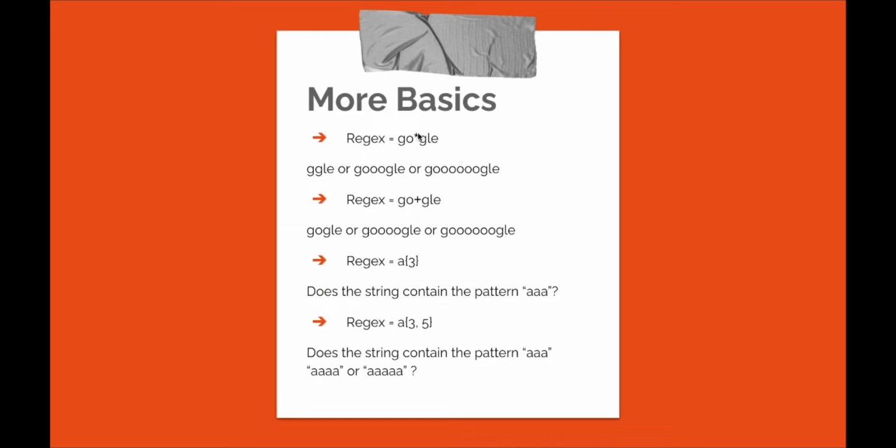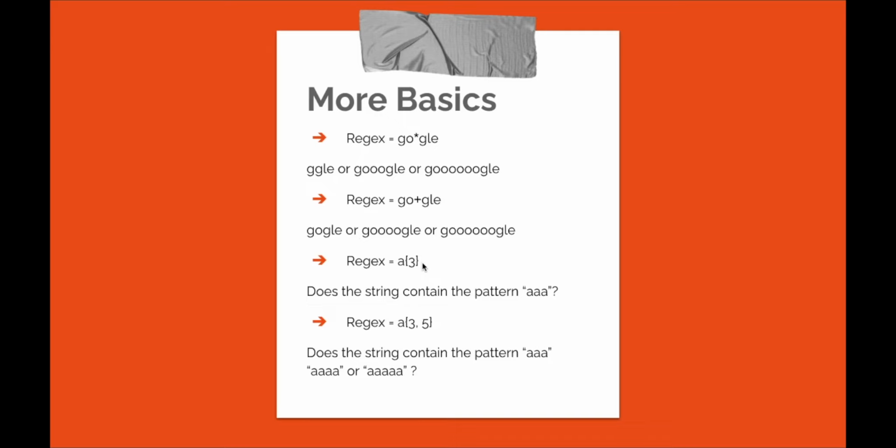Let's look at more basics. The asterisk will do any number of the operation in front of it. So the operation right in front of the asterisk is O. So any number of O before will pass this pattern. So GGLE will pass, or Google will pass, or Gooogle will pass. Now similarly, we've got the plus here, but the plus requires at least 1. So GGLE would not pass this pattern, but GOGLE would pass.